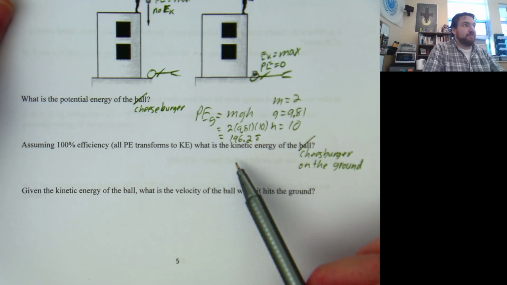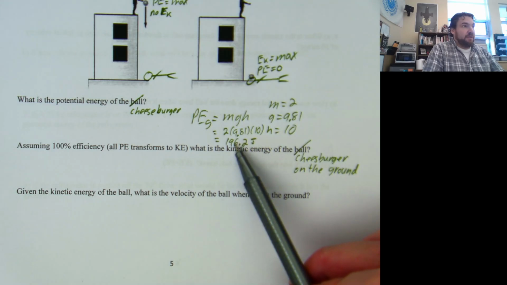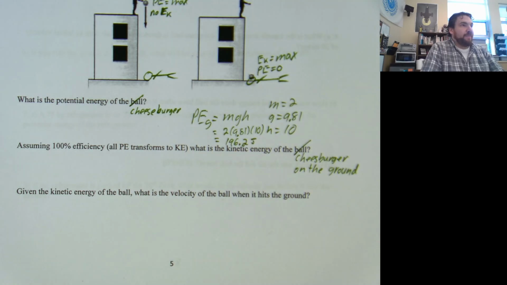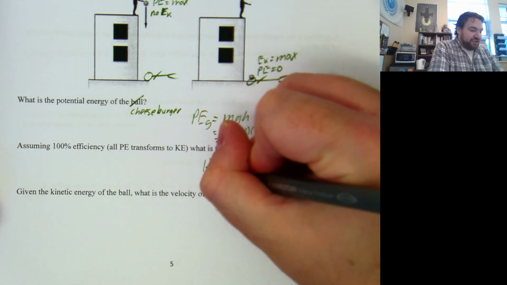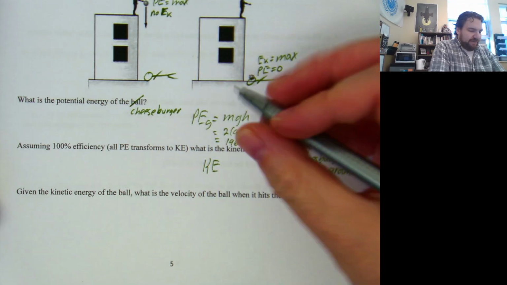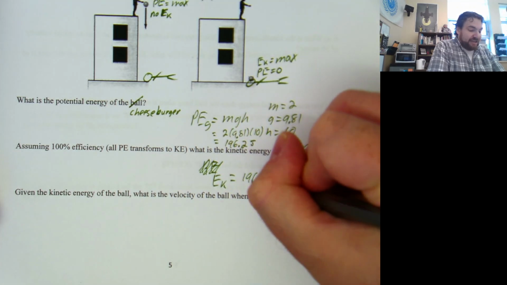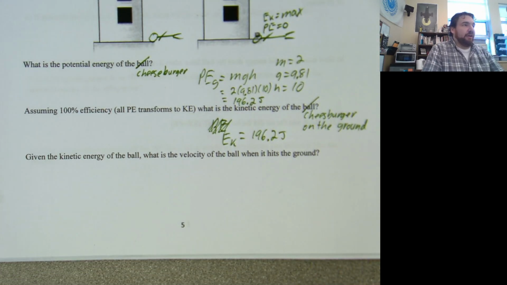It's not a trick question. How much energy did it start with? How much energy does it have to have at the end? 196. It's got to be the same. The energy is not going anywhere. It's just getting transformed from potential to kinetic. But it still has to have that same value. So the kinetic energy, EK, is going to have to equal 196.2 joules. It doesn't go anywhere because we're ignoring the air.